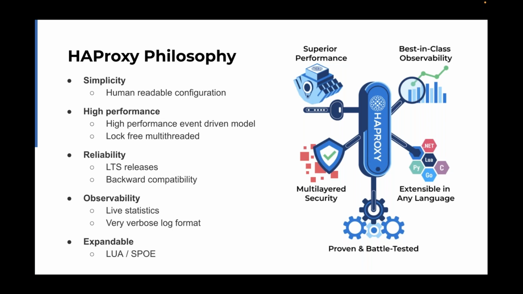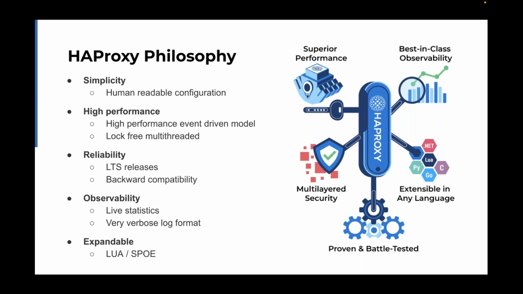In terms of reliability, we have 2 releases per year. Even releases such as 2.8 are long-term support, and odd releases such as 2.7 are supported for about 1 year. Backward compatibility is extremely important to us, so most pre-2.0 configurations are still valid in 2.8, and we try to deprecate warnings a long time in advance so that you're aware of those things.